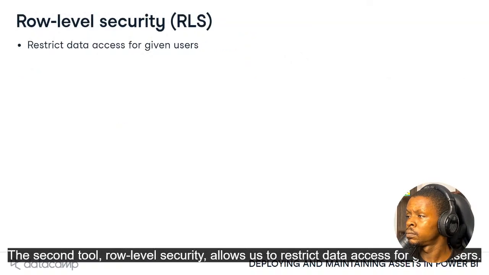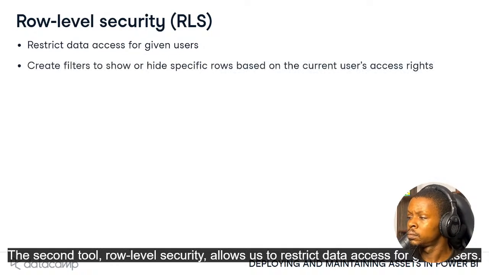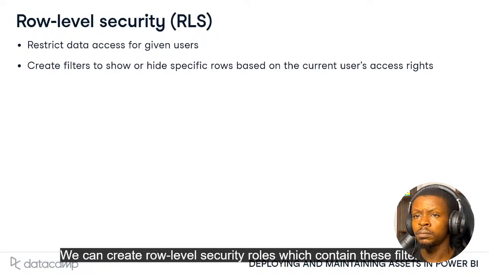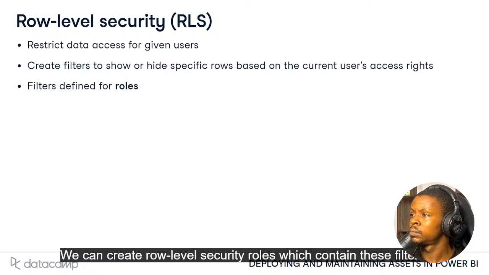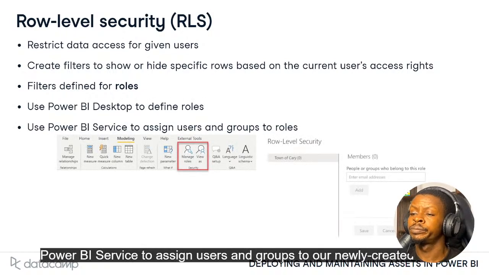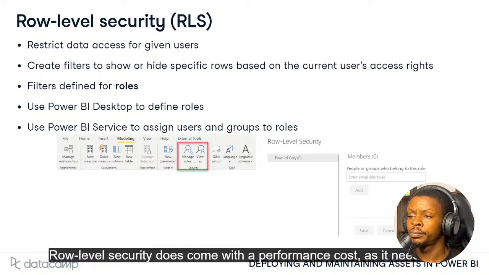The second tool, row-level security, allows us to restrict data access for given users. Specifically, we can show or hide specific rows based on filters we create. We can create row-level security roles which contain these filters. We create these roles in Power BI Desktop, and then use the Power BI service to assign users and groups to our newly created roles.